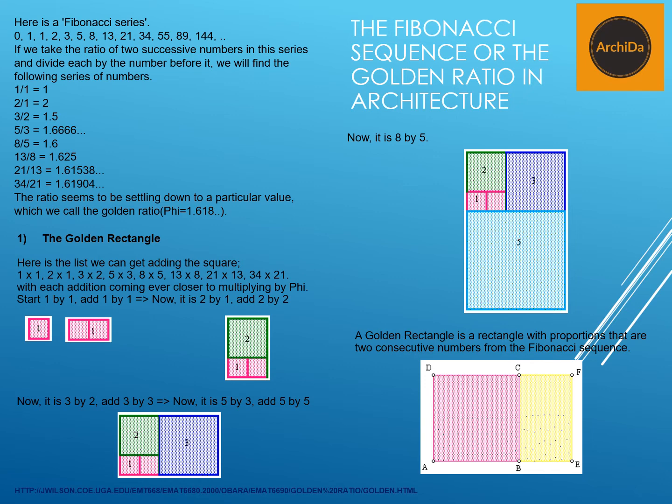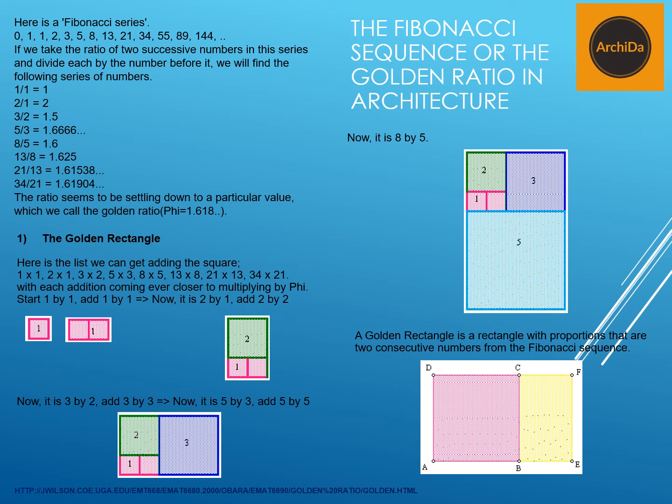So here is the golden rectangle. Here is the list where you can get by adding the square. 1 by 1, 2 by 1, 3 by 2, 5 by 3, 8 by 5, 13 by 8, 21 by 13, 34 by 21. Meaning to say these are numbers which can now be attributed to the metric scale. Meaning to say 1 by 1 meter, 2 by 1 meter, 3 by 2 meters, 5 by 3 meters, and so on and so forth. So with each addition coming ever closer to multiplying by 1.618.